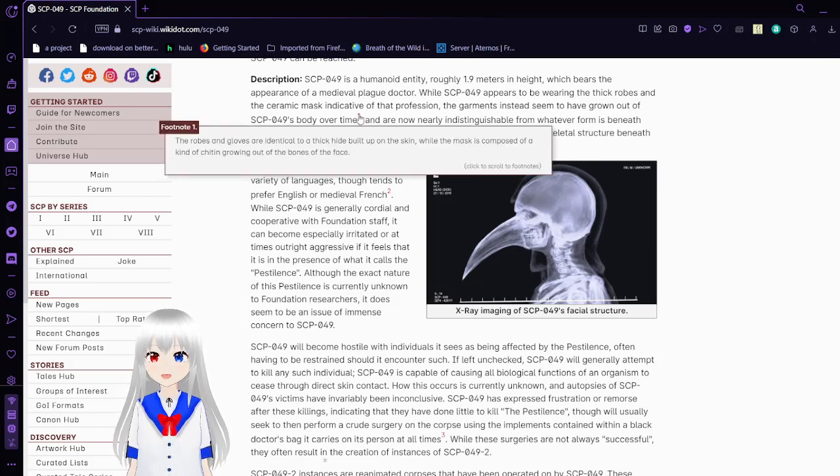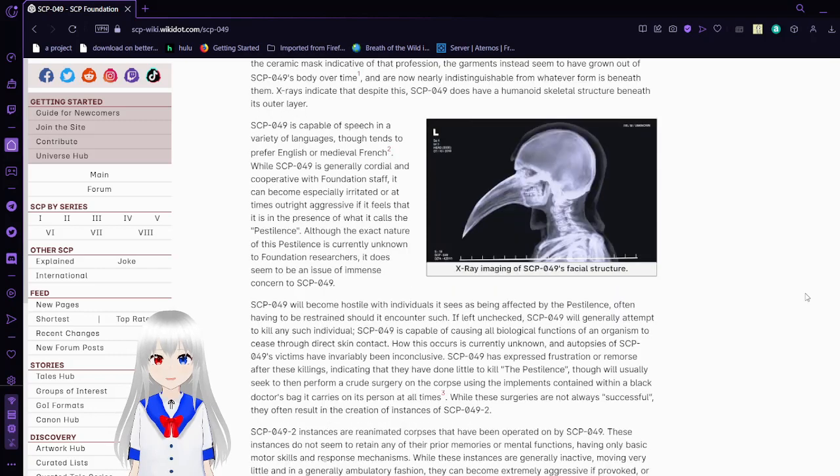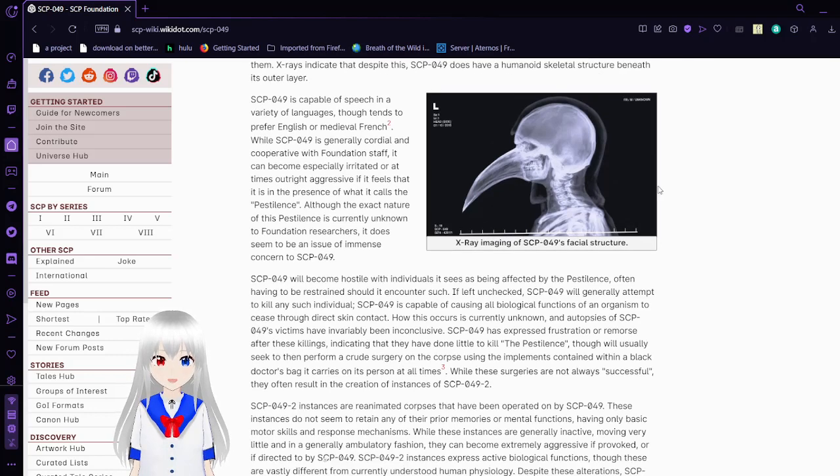The robes and gloves are identical to a thick hide built up on the skin, while the mask is composed of a kind of chitin growing out of the bones in the face, and they are now indistinguishable from what they once resembled. X-rays indicate that despite this, SCP-49 does have a humanoid skeletal structure beneath its outer layer. Here's the X-ray of SCP-49 if you want to look at that.